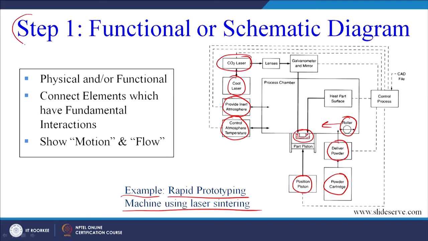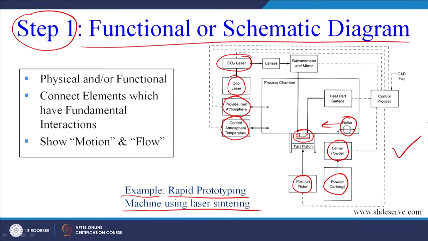The concept of rapid prototyping we will cover in a subsequent class, maybe in session number 39. Here we see that the first step for establishing this product architecture is the functional or schematic drawing. This is the schematic drawing which is given here. We will see physical or functional parts, because each component or sub element listed in the schematic diagram is going to satisfy a certain function.